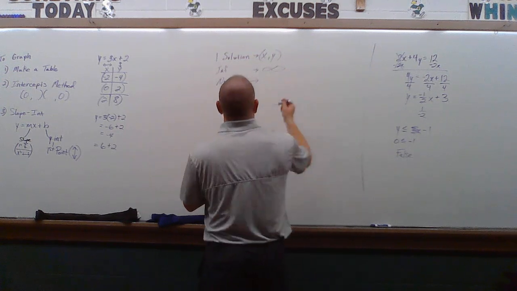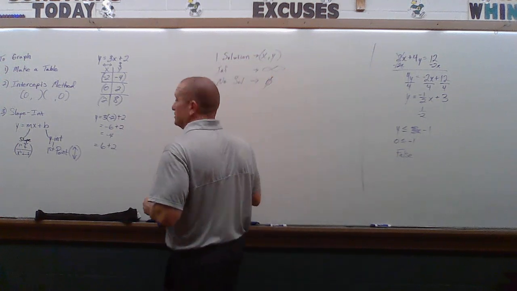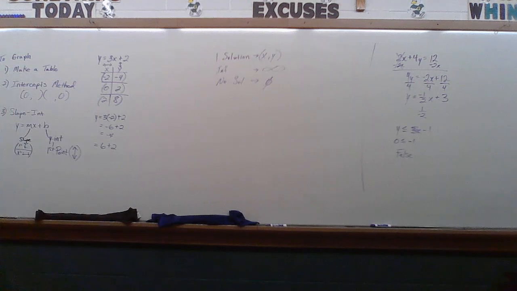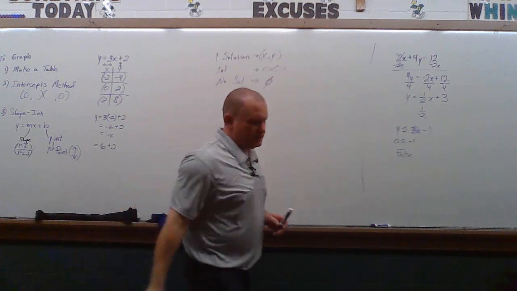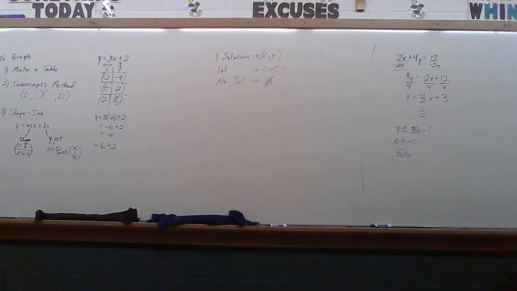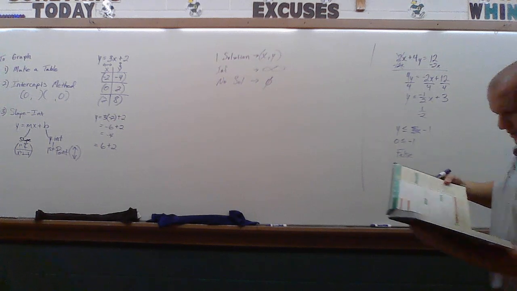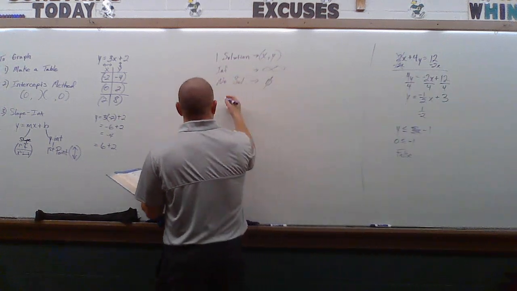How do I get no solution in graphs? They're parallel, okay? What do I have for an infinite number of solutions? They have the same line. It's the exact same line, right? Okay? So, let's look at one of these. I want to do number 50, because some of us with the substitution are still struggling.